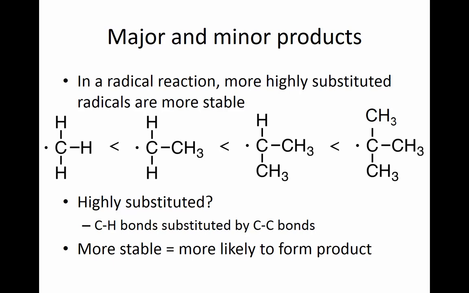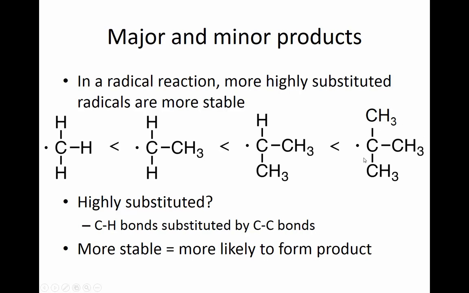Okay, and again, we talked about, for both radical reactions and carbocation reactions, what intermediates are more stable. This is going to affect what products we see in reactions with these types of intermediates. In this case, we're talking about a radical reaction. The more highly substituted radicals are more stable, so this methyl radical here is less stable than this ethyl radical, which is less stable than this radical here, which is less stable than this. So this is the most stable because the carbon that has the radical is substituted, the carbon-hydrogen bonds are substituted with carbon-carbon bonds. So what we mean by highly substituted is indeed that the carbon-hydrogen bonds are substituted by carbon-carbon bonds. The more highly substituted they are, the more stable they are, and the more likely they are to form product.